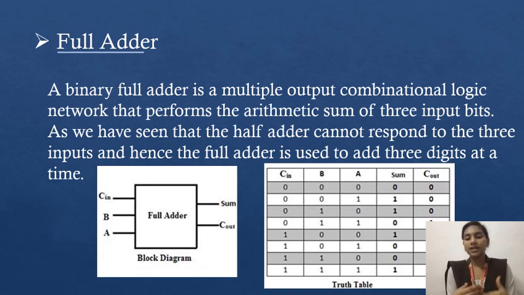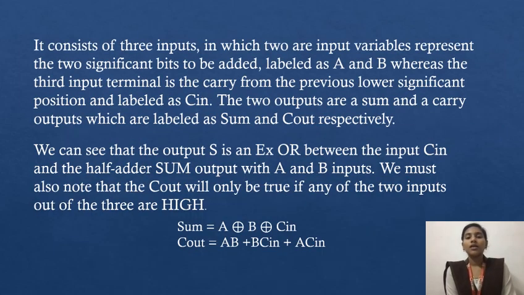So let us see the next logic diagram of the full adder. The full adder consists of 3 inputs as we have discussed earlier, in which 2 inputs are variables that represent 2 significant bits to be added, as A and B, whereas the third input terminal is the carry, which is from the previous lower significant position and which is labeled as Cin. The two outputs are sum and carry outputs, which are labeled as S and Cout respectively.